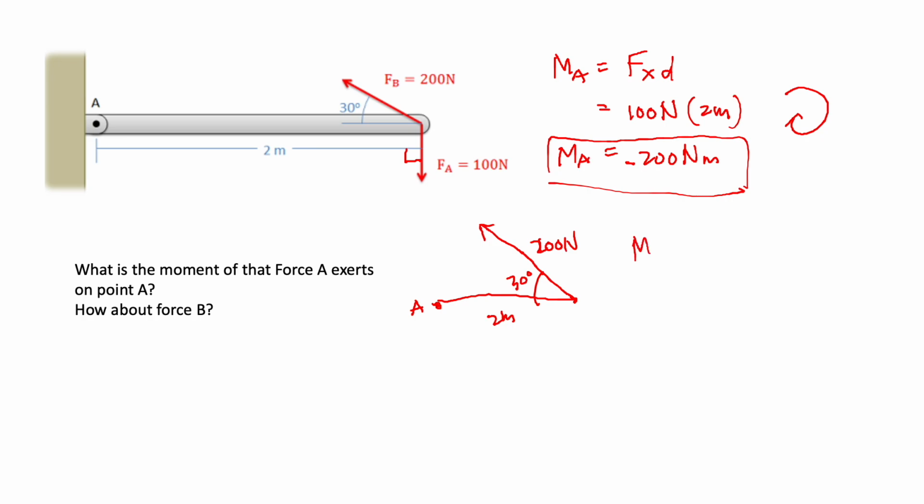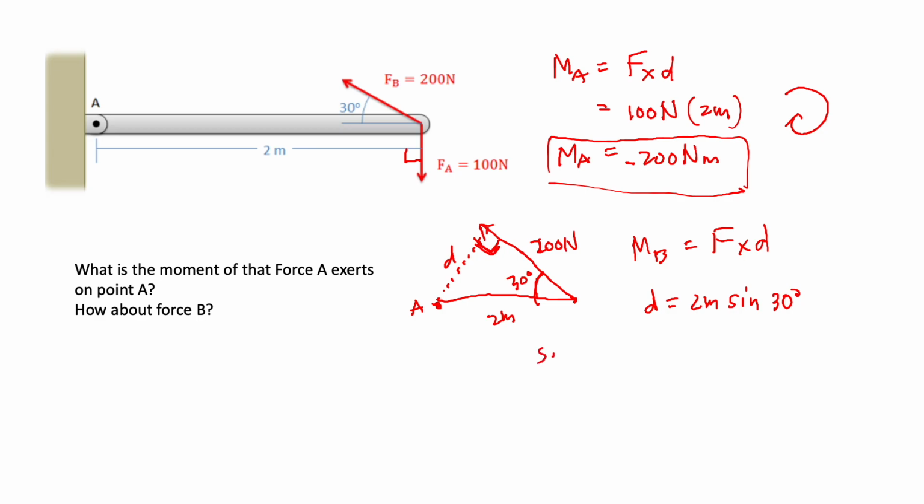Again, to solve for MB, that is F times D. However, the D here is the shortest distance from A to the line of action, or to the line at which the force is applied. So there must be a perpendicular or a 90-degree angle between this D here and the line of action of the force. Now to get this, D is equal to this 2 meters times the sine of 30 degrees. So here, this is the sine of 30.